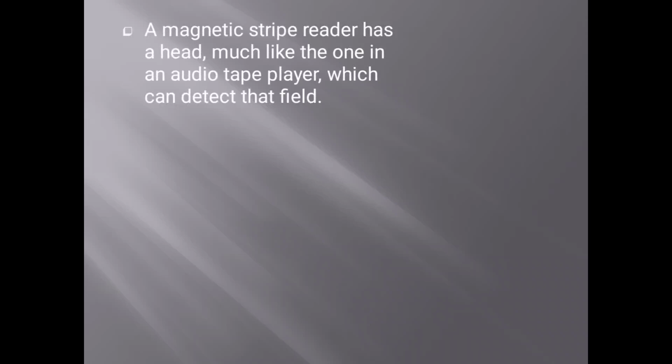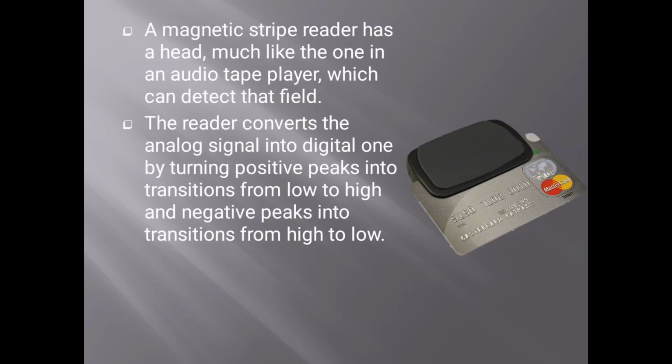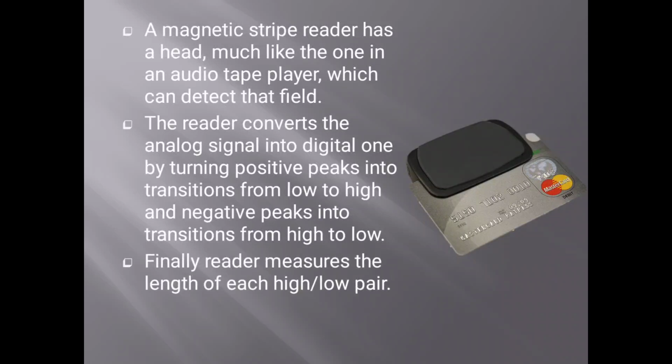A magnetic stripe reader has a head much like the one in an audio tape player, which can detect the field. The reader converts the analog signal into a digital one by turning positive peaks into transitions from low to high and negative peaks into transitions from high to low. Finally, the reader measures the length of each high and low pair. This is how the reader detects the information on the stripe.